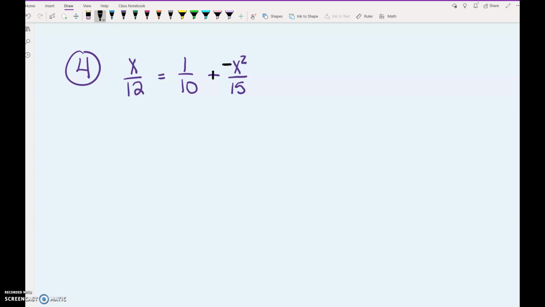30 is what I think about first, but I don't think we can do 30 divided by 12. What's 30 times 2? 60. Can we do 60 divided by 12? Yeah. So I am going to multiply everything times 60.